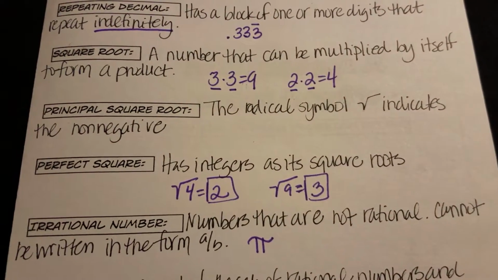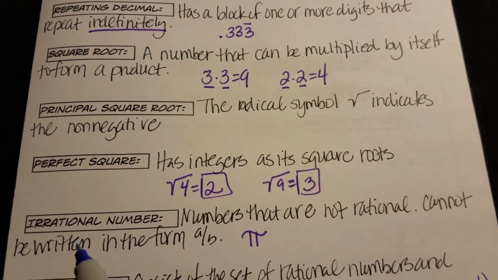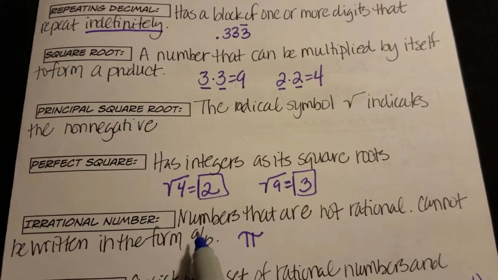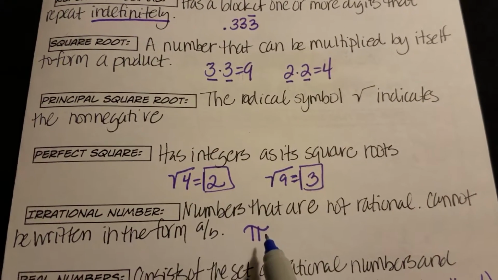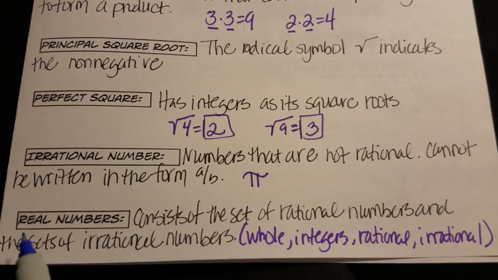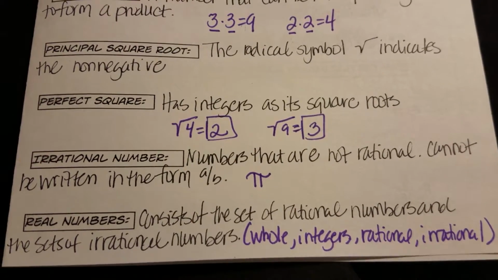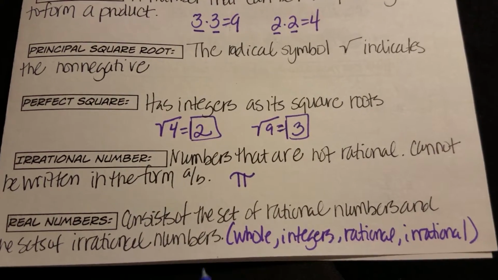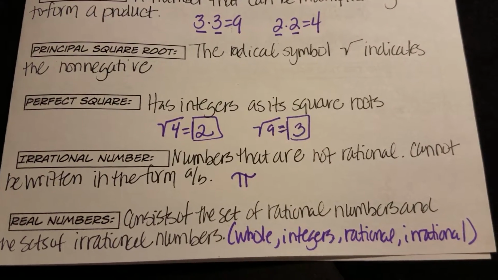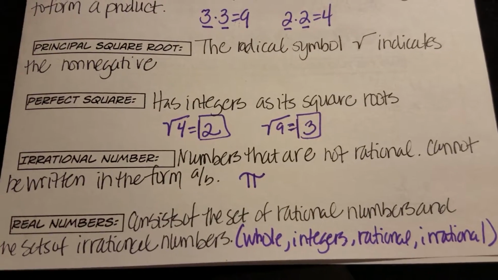Okay? Then we have irrational numbers. We have rational, we have irrational. Now the irrational numbers are not rational. They cannot be written in the form A over B. An example of that, the best example I could think of with that would be pi. Okay? Then we have real numbers. Real numbers consist of the sets of rational numbers and the sets of irrational numbers. That's all the numbers. Real numbers are everything. The whole numbers, integers, the rational, and the irrational numbers. They're all under real numbers. Okay?